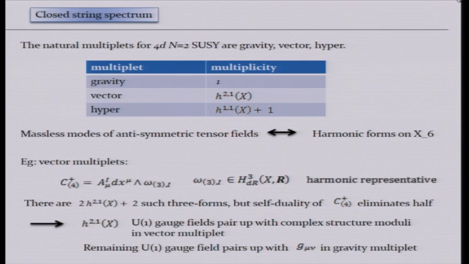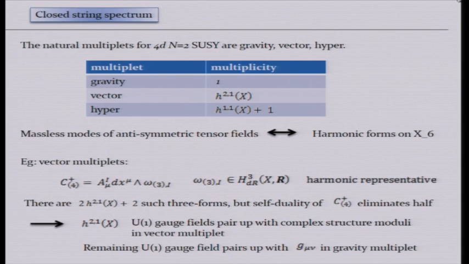But that's not quite right, because there's a self-duality condition. The self-duality condition effectively relates the coefficient of this expansion in a given form with its Hodge dual. So the self-duality condition actually eliminates half of them, so we just have h21 plus 1. And now remember that we had h21 complex structure moduli, so h21 of these U1 gauge fields naturally pair up with the h21 complex structure moduli into N=2 vector multiplets. So that's what we have over here.